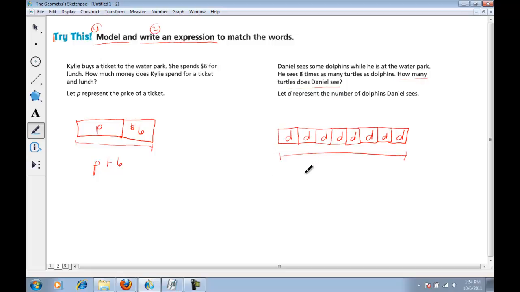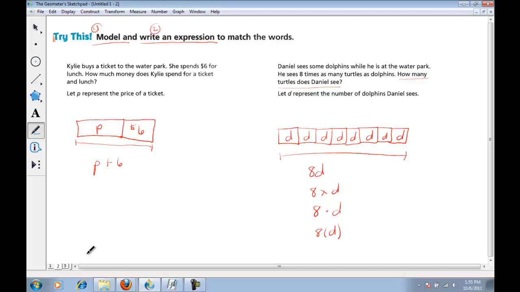Now we can write our expression as 8 D's. Remember, that's the same as 8 times D. What's another way we could write it? You're right, 8 times D. Did any of you think of this one? 8 times D with the big kid multiplication sign there. How about this one? 8 times D. All of those mean the same thing. They're just different ways to write it.